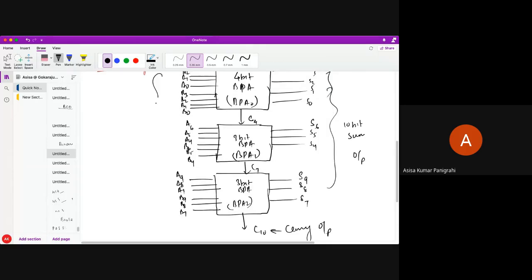And these are my total 10 bits of A, and 10 bits of B as an input. Understand, students? This is the way you need to do it.